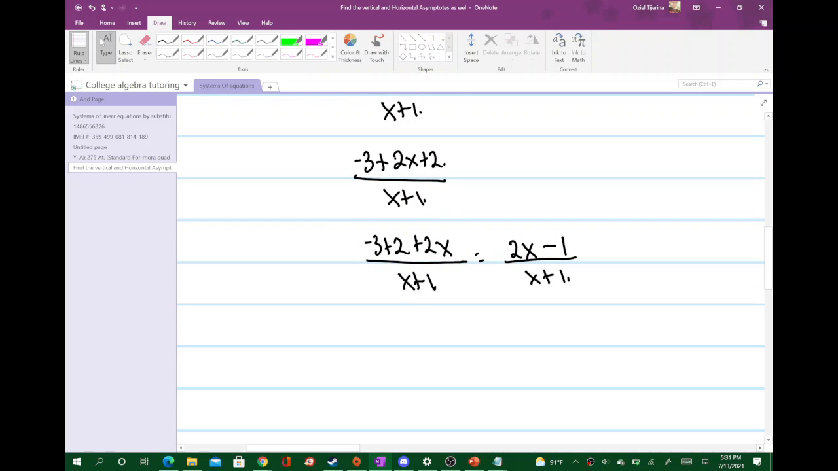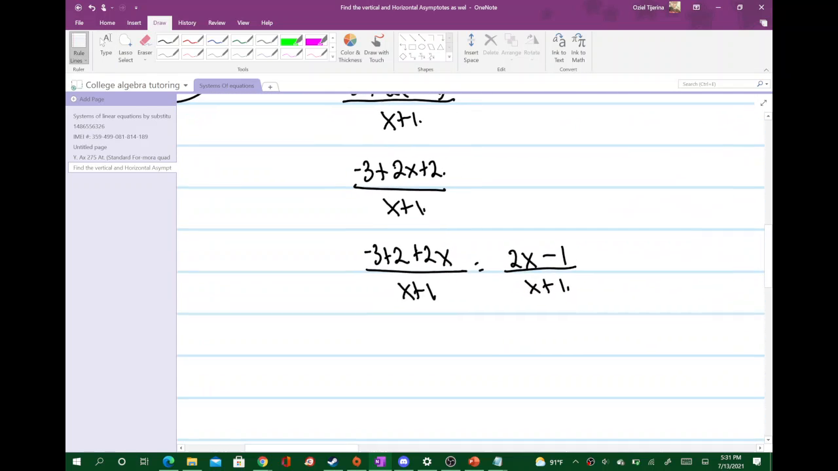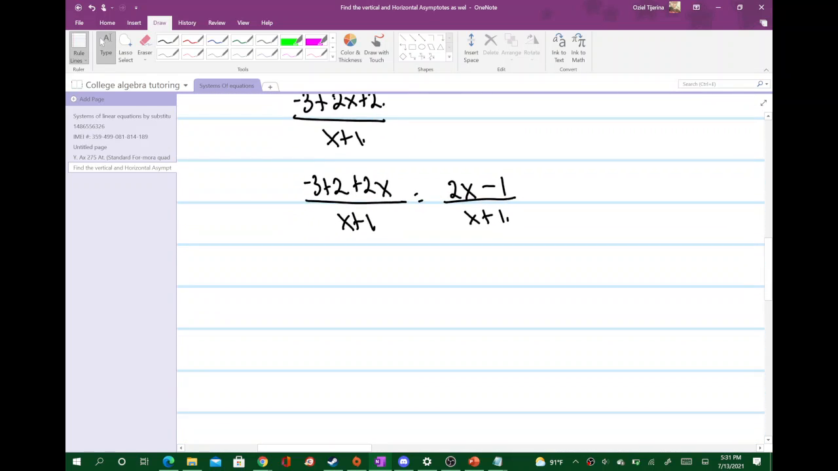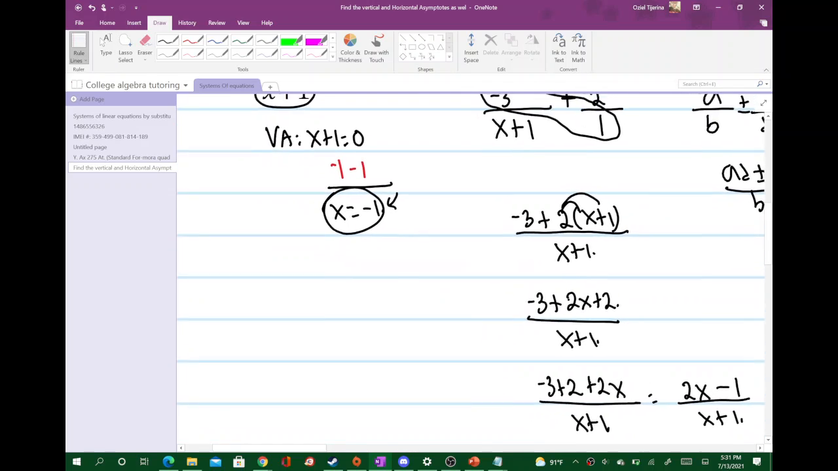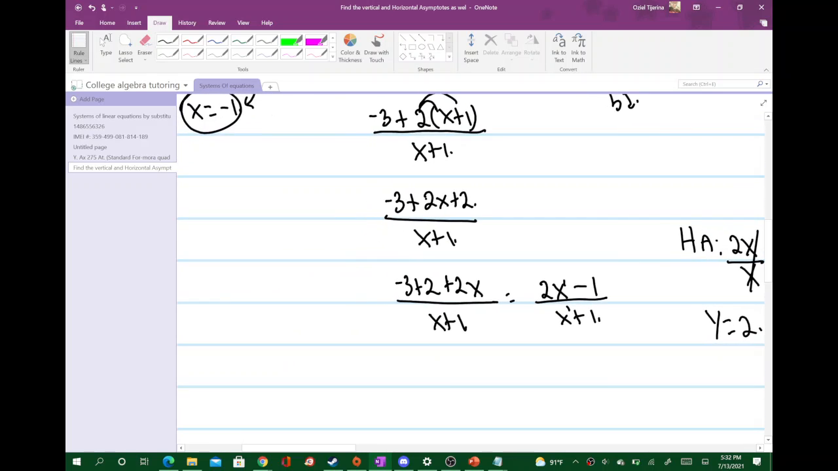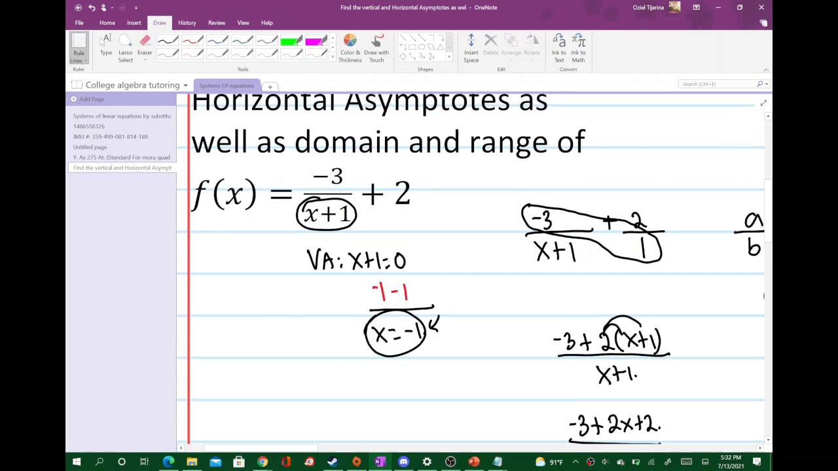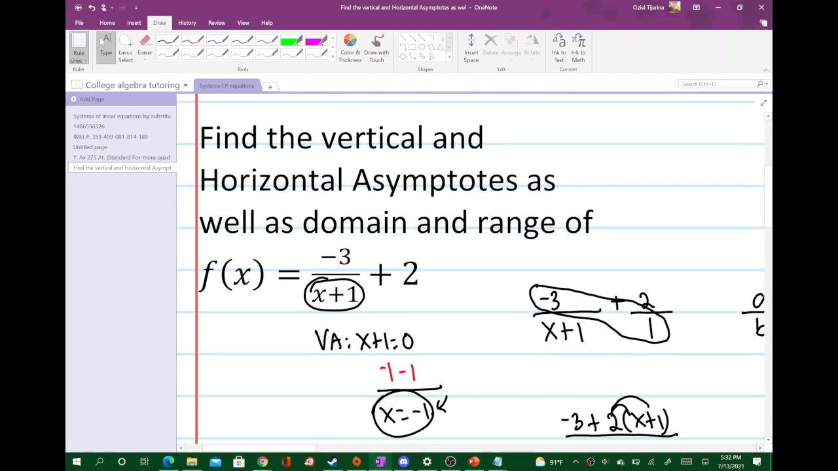And now we see that basically for the horizontal asymptote, they both have the same degree. They have the degree of 1. So that means that the horizontal asymptote is really just 2x over x, or 2, but it's y equals 2, right? So the horizontal asymptote is y equals 2.